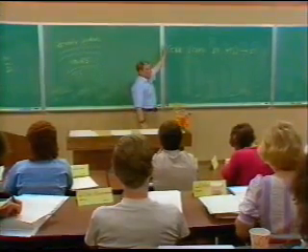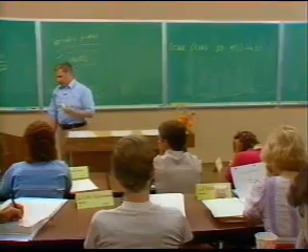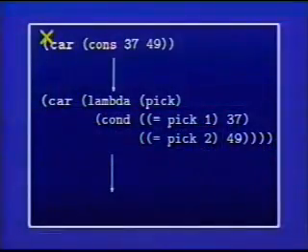Right, how can we check this? We sort of know how to do that. It's just the same substitution model. Let's look. We start out and we say, what's car of cons of 37 and 49? Cons is some procedure. Its value is, cons was a procedure of A and B. The thing returned by cons is its procedure body with 37 and 49 substituted for the parameters, namely 37 substituted for A and 49 substituted for B. So this expression has the same meaning as this expression.